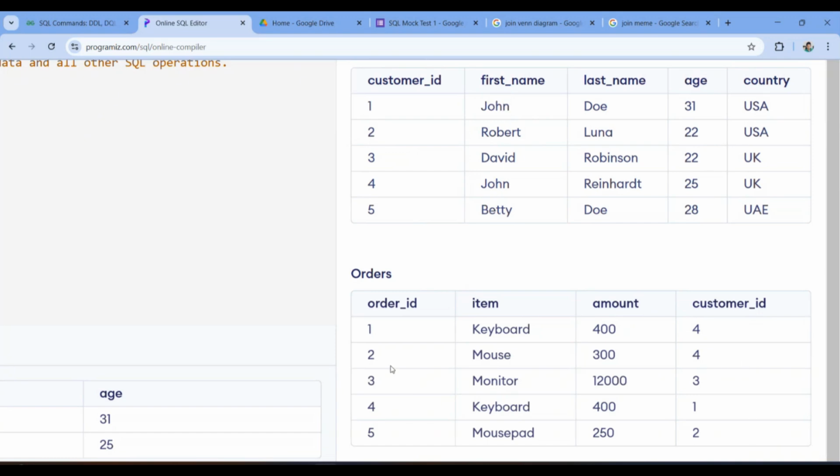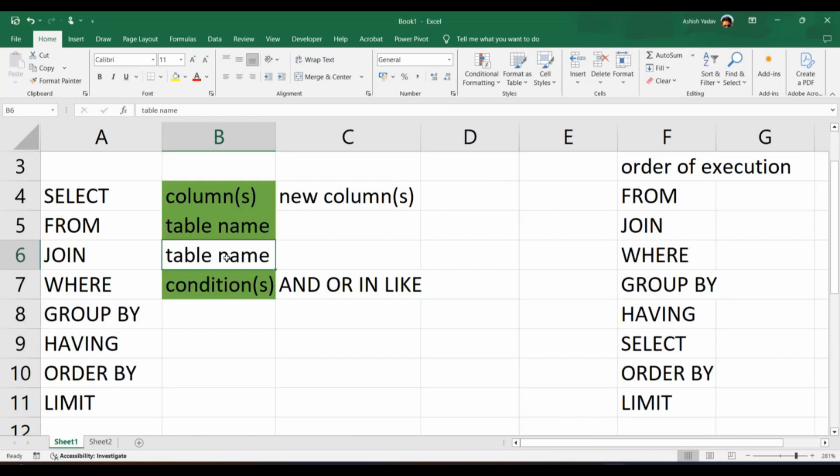You can join age also with order ID. Again, zero records will be there, right? So incorrect joins are a very common scenario for freshers, but at least understand the table first. Customer ID should be joined with customer ID. Okay, let's see quickly how to write it.